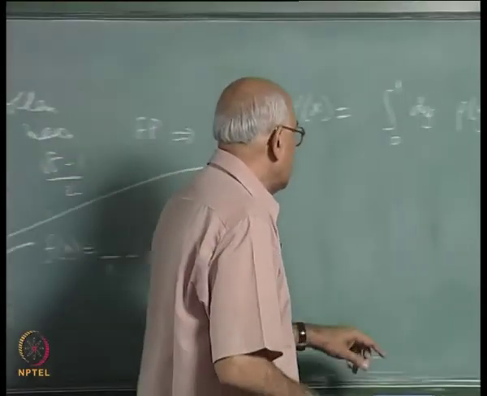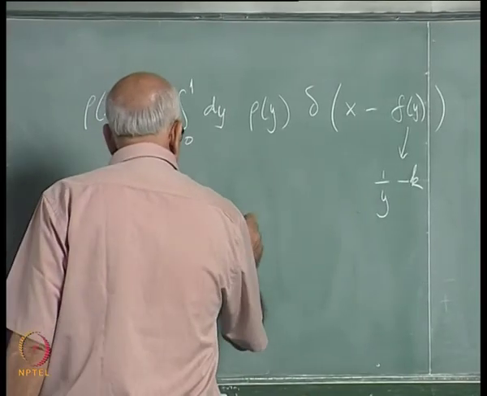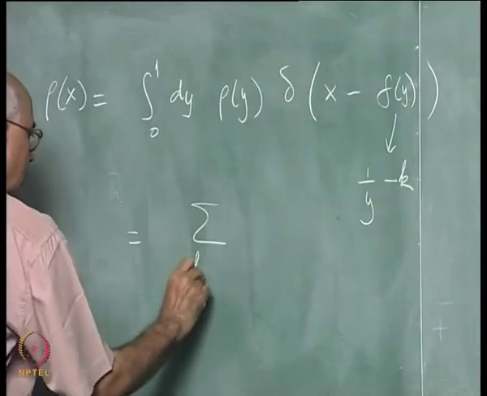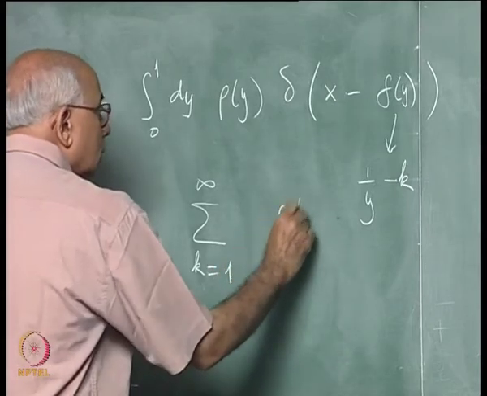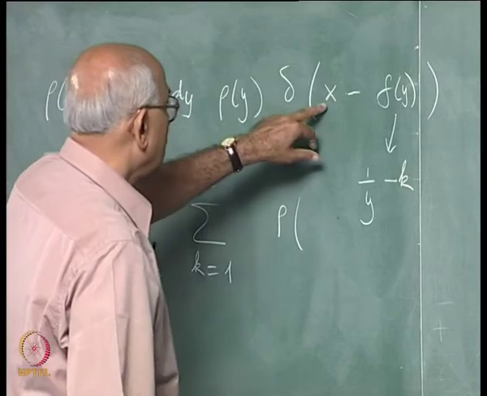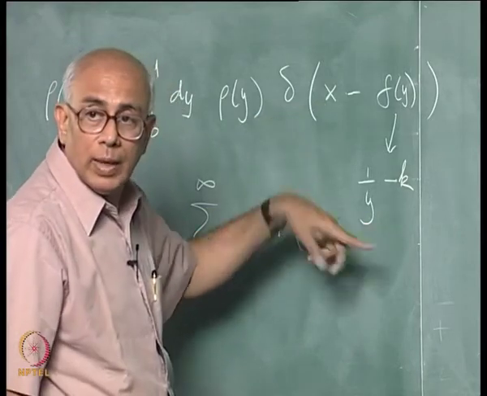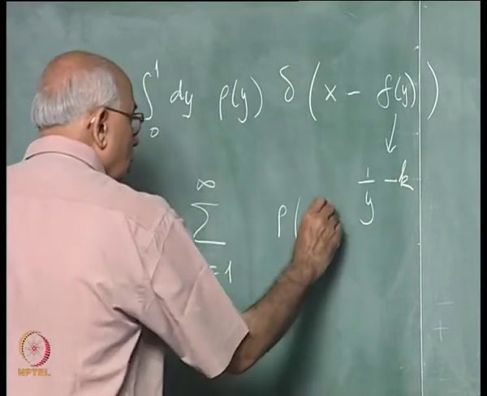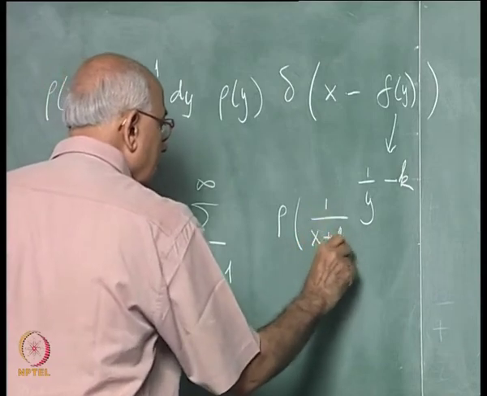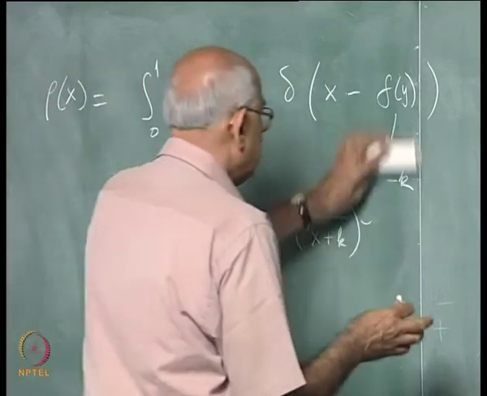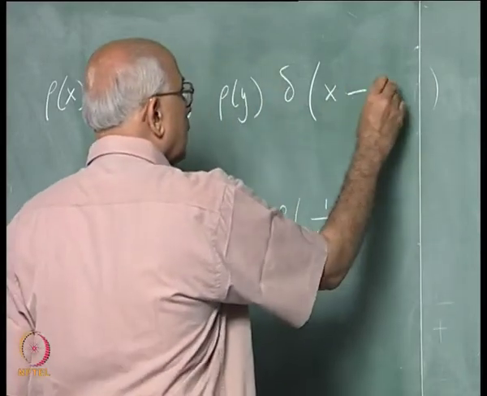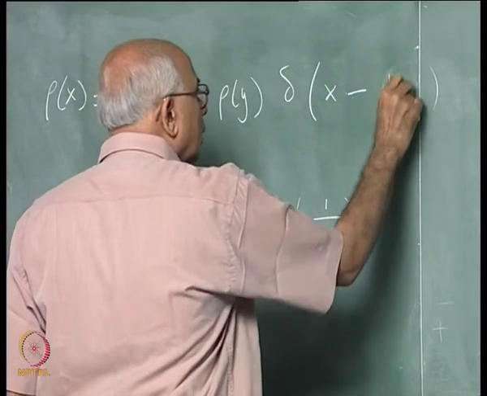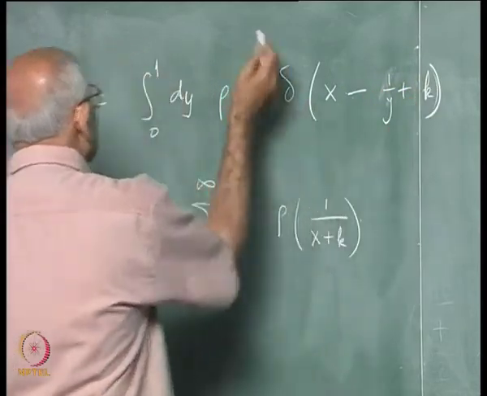So if I did that, I end up with a summation from k equal to 1 to infinity of rho of, well, x plus k is 1 over y, so y is 1 over x plus k, so 1 over x plus k goes in here. Let us write this: x minus 1 over y plus k, and there is a summation over k.